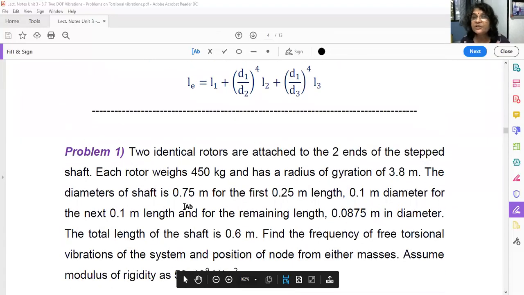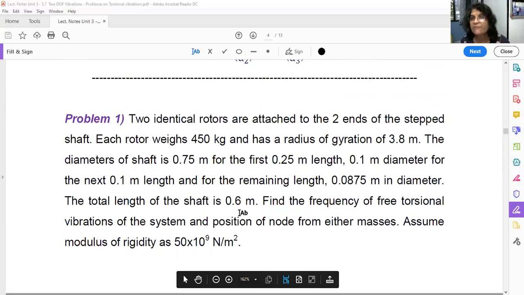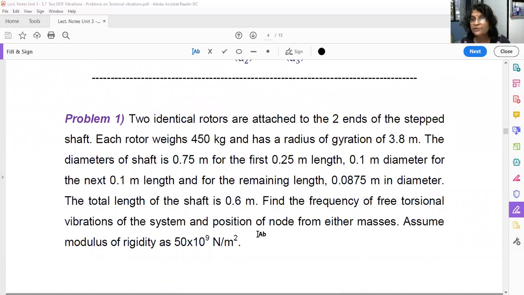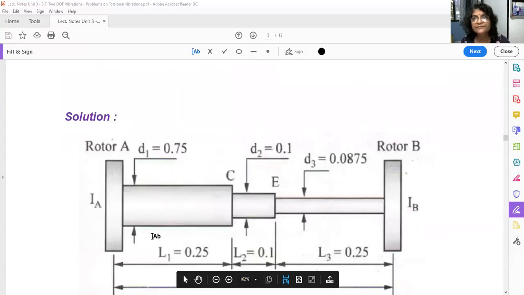The diameters of the shaft are 0.75 meter for the first 0.25 meter length, 0.1 meter for the next 0.1 meter length, and for the remaining length it is 0.0875 meter in diameter. The total length of the shaft is 0.6 meter. Find the frequency of free torsional vibrations of the system and the position of the node from either mass. Assume modulus of rigidity as 50 into 10 raised to 9 Newton per meter square. So what is the given data?